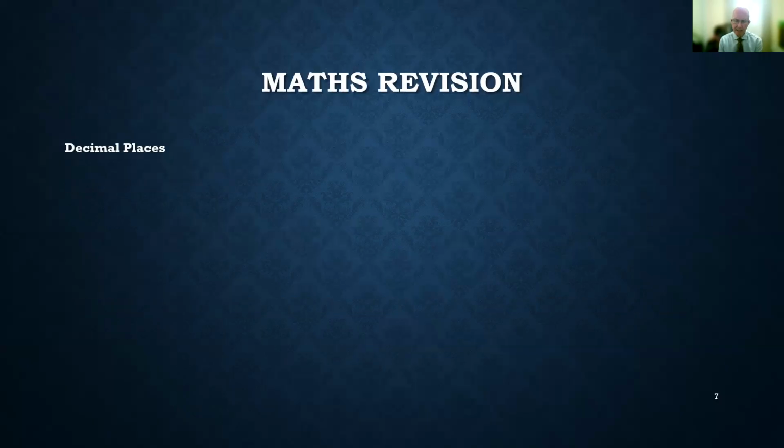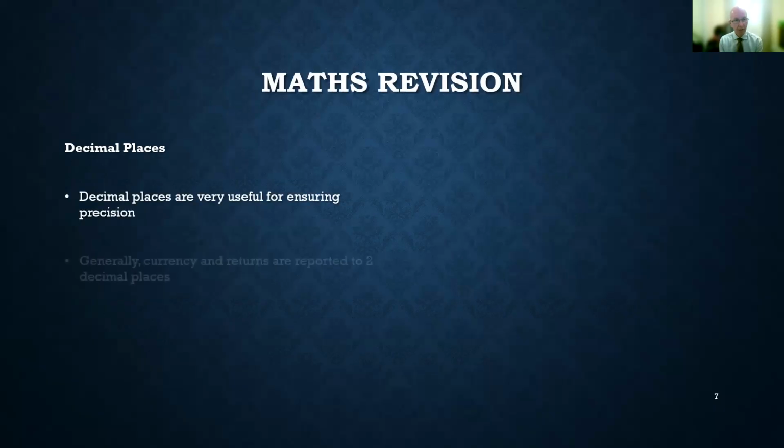Okay, decimal places. This also does cause students a little bit of challenge in this unit, probably because it's been a long time since you've dealt with decimal places. But in investment management, we're dealing with money, and so it's important to get things down to the cent. And so decimal places are important in this subject, even though we're talking about millions and billions of dollars. They are very useful for ensuring precision, and generally currency and returns are reported to 2 decimal places. And so that is my expectation in this unit.